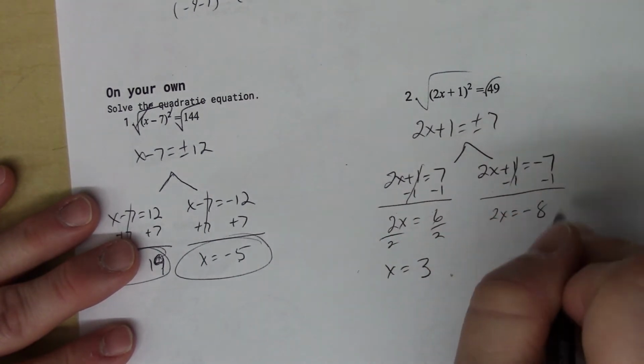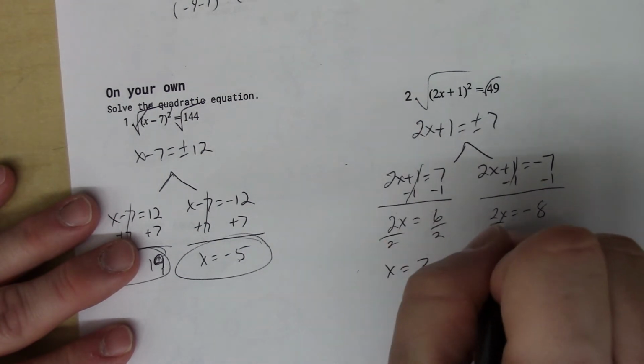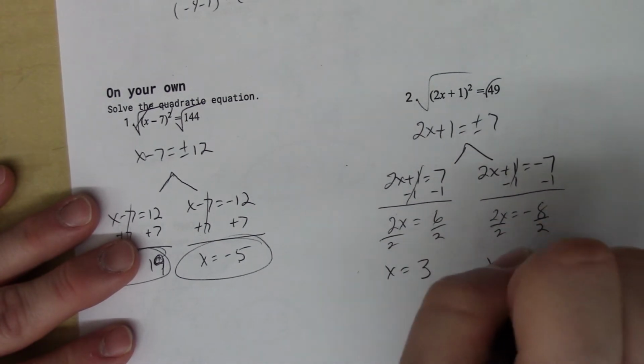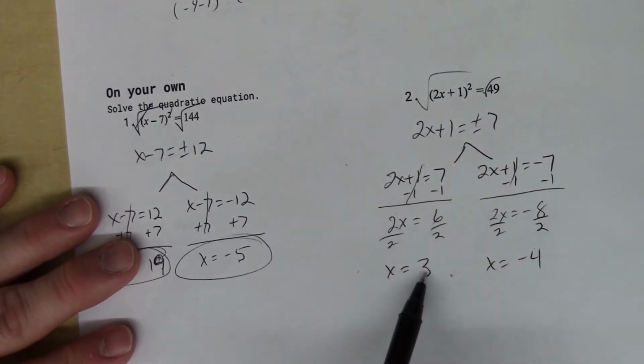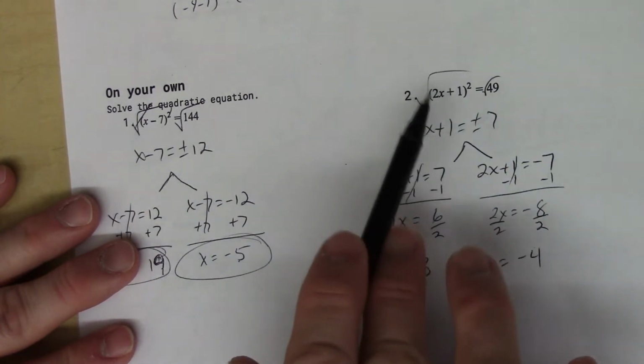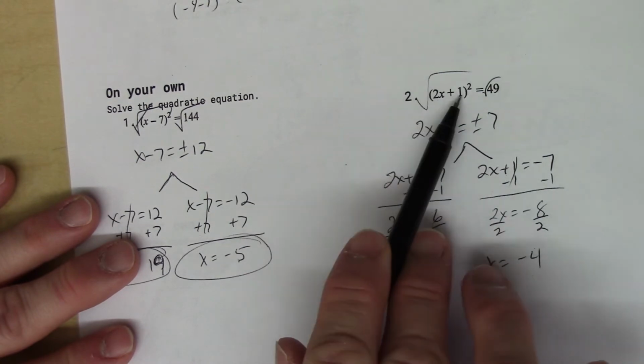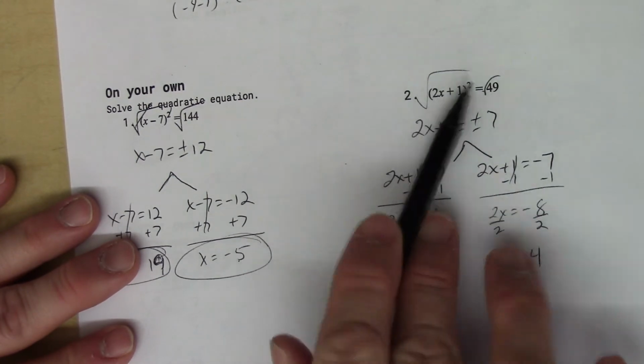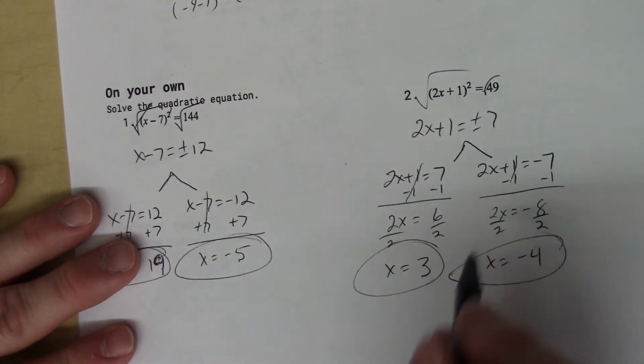And negative 7 plus negative 1 is negative 8. And divide by 2 here, just like I did there. X equals negative 4. When I plug 3 in, 6 plus 1 is 7, squared is 49. When I plug negative 4 in, 2 times negative 4 is negative 8, plus 1 is negative 7, squared is 49. They both work, okay?